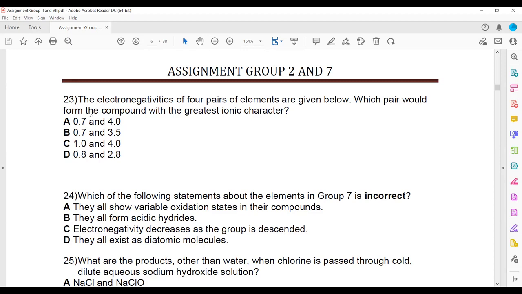So when we check the options, what is the difference? 0.7 and 4. So 4 minus 0.7 is equal to 3.3, the difference in electronegativity. When we check 0.7 and 3.5, the difference comes out as 2.8. You can also use the chat to state the answer. 4 minus 1 is equal to 3.0, and 2.8 minus 0.8 is equal to 2.0. So the highest difference in electronegativity is for A. So A is the right answer for this.